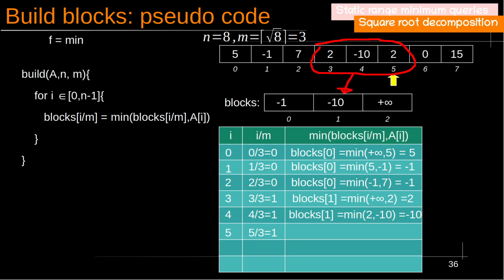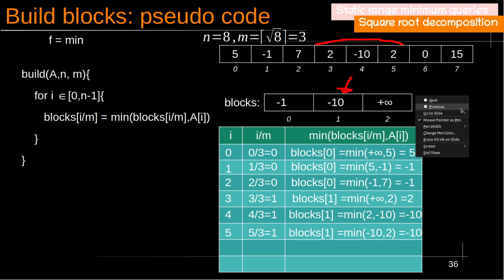I goes to 5. 5 over 3 is 1. So blocks of 1 is the minimum of minus 10, the previous result on the array block of 1, and the new value from the original array in A5, which is 2. The minimum is minus 10. Okay, here the minimum will be still minus 10.